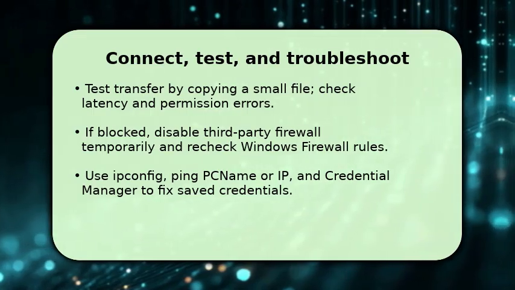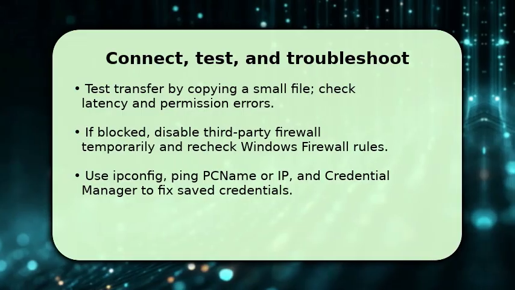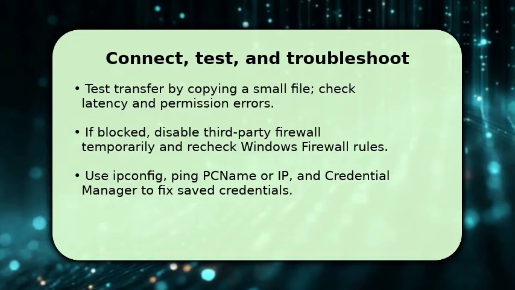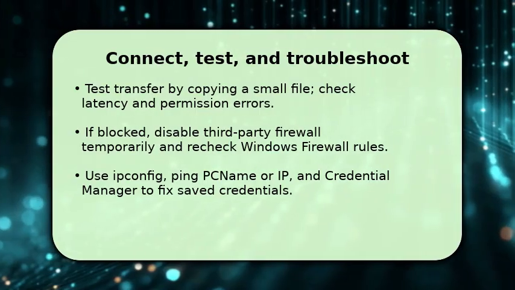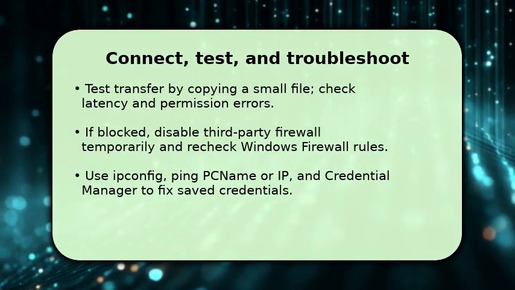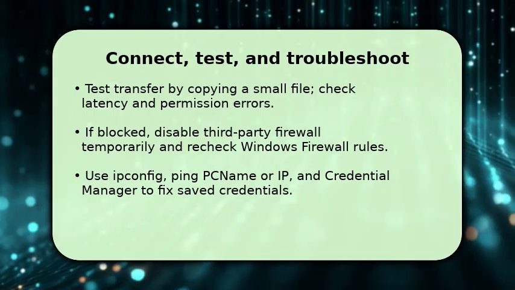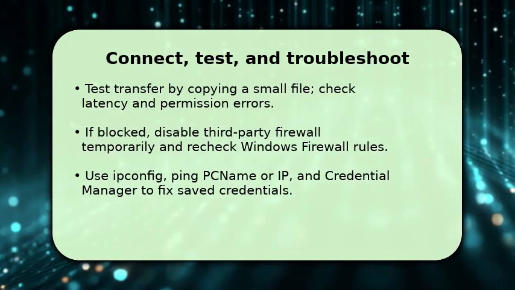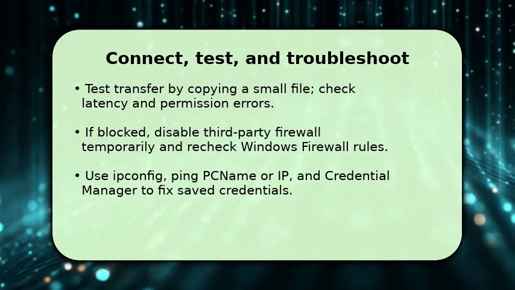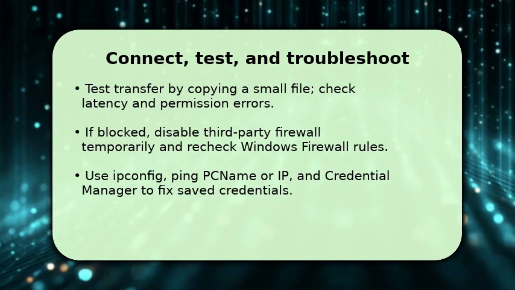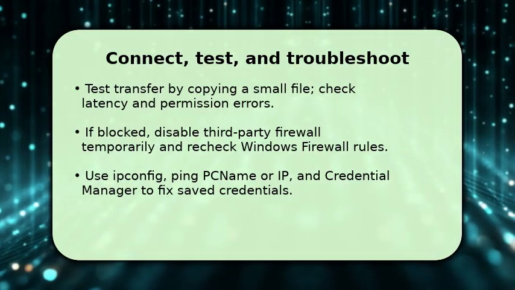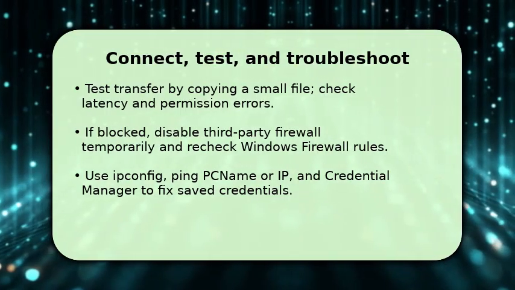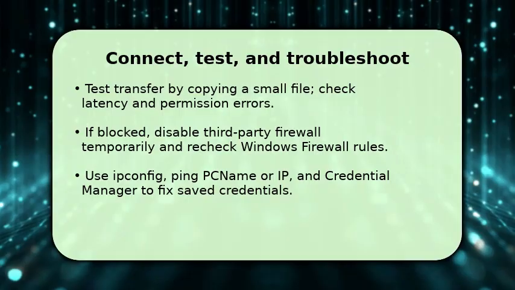If you can't access the share, first ping the other PC by name and by IP to distinguish name resolution from connectivity. ipconfig and ping reveal routing. Then inspect firewalls, temporarily disable third-party firewalls, and review Windows firewall inbound file and printer sharing rules. Also check saved credentials in Credential Manager and clear or update them. If all else fails, reboot both PCs to apply network changes.